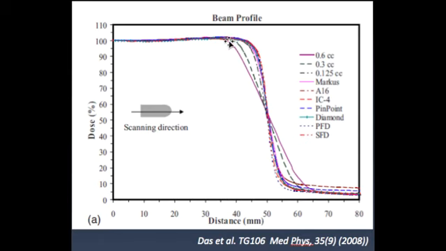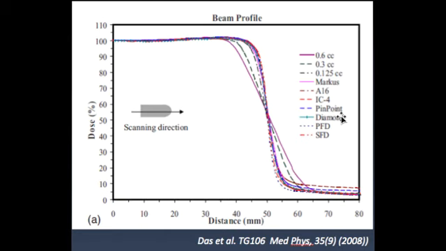So here's the Farmer chamber, for example. This is a very large chamber, as we saw. If you use that to scan across the beam, the line would be like this. It would be spread out, sort of convolved with the larger detector, and the penumbra would be much wider than what it actually is. So you need to choose the appropriate size chamber for the application. And then for scanning, you want these smaller chambers like this one or this one, for example.